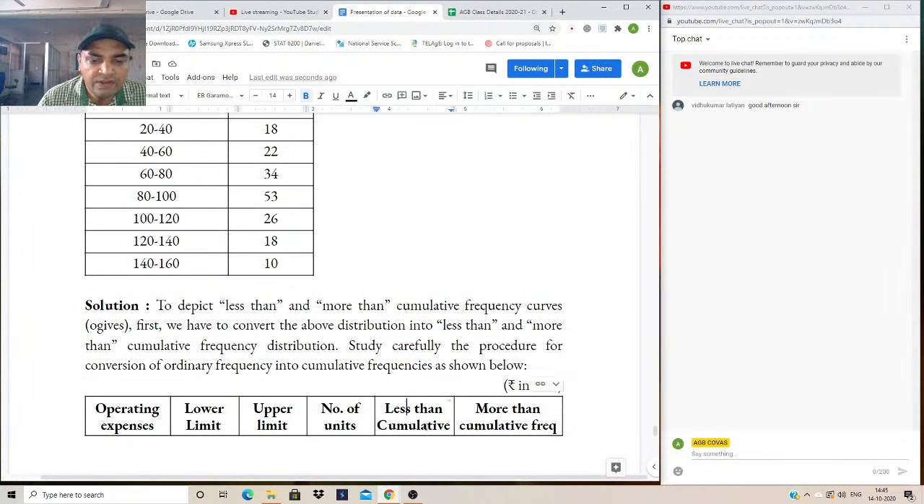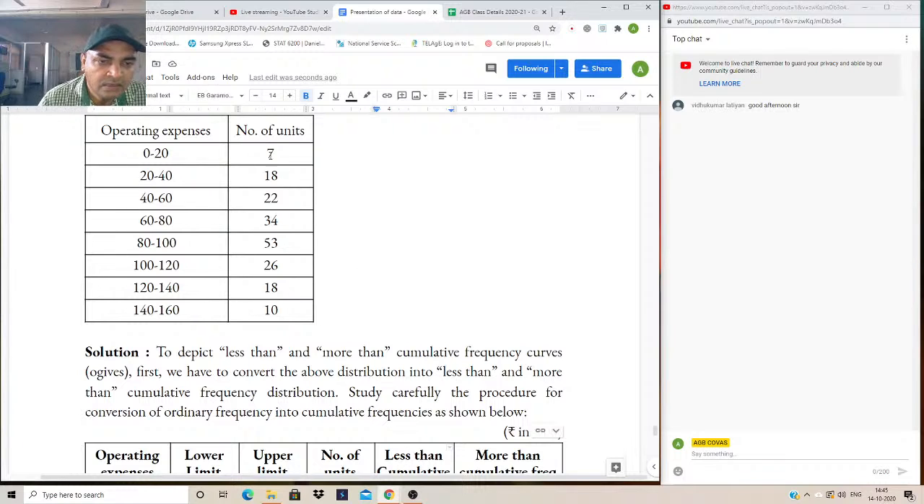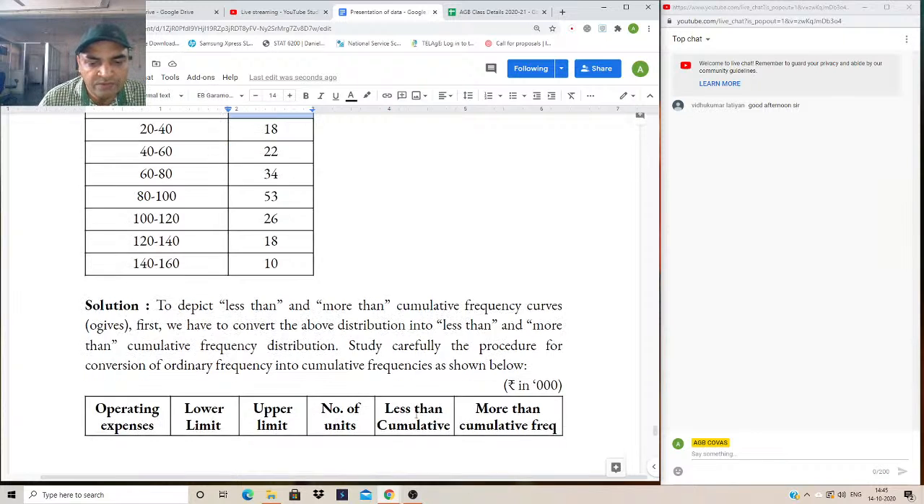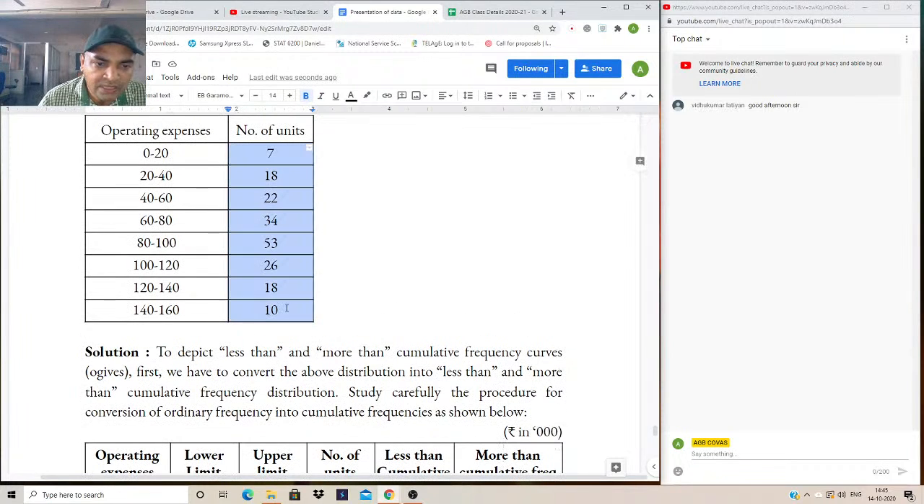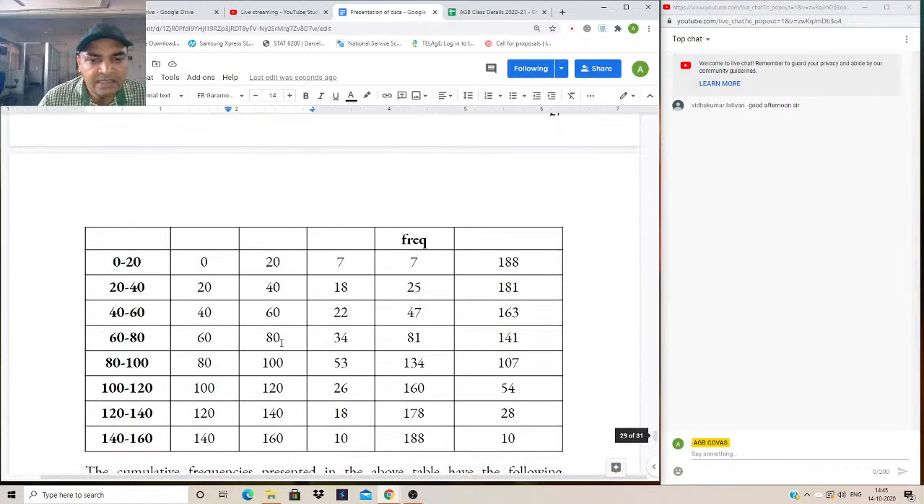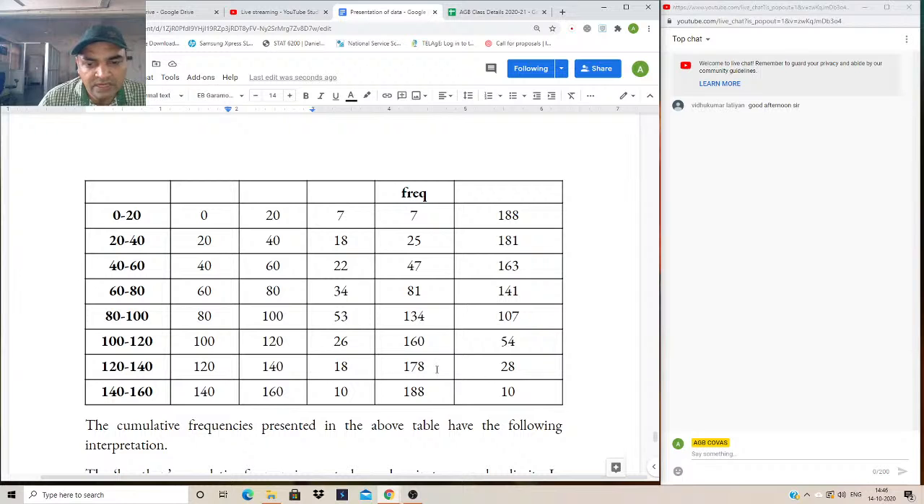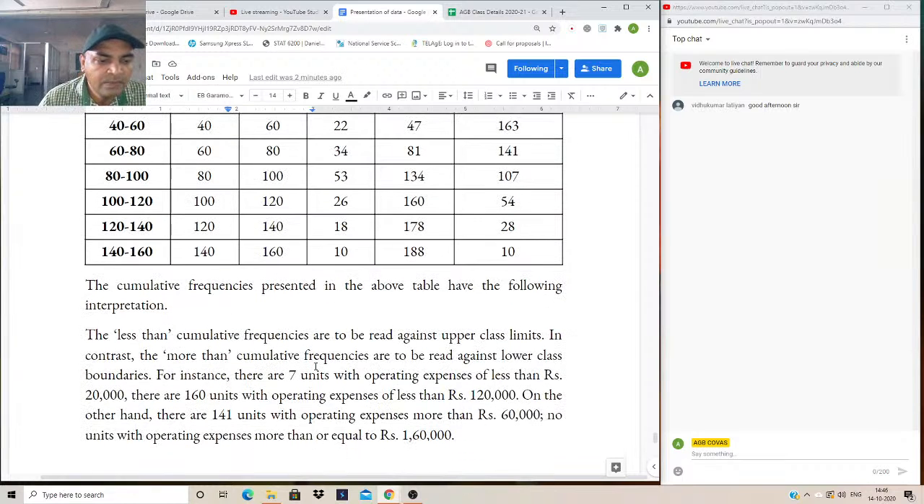Then the less than cumulative frequency can be calculated like this: 7, then in the next it will be 7 plus 18, whatever comes will be added to 22, and like this the less than cumulative frequency will be calculated. The more than will be the sum of all these frequencies, then in the second class the sum of all these, and then in 40 to 60 the sum of all the remaining frequencies. So you will be getting all these values.